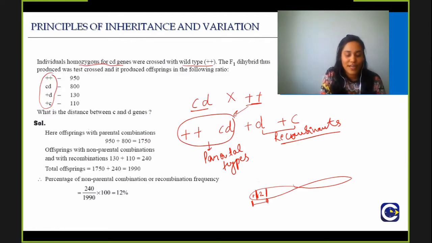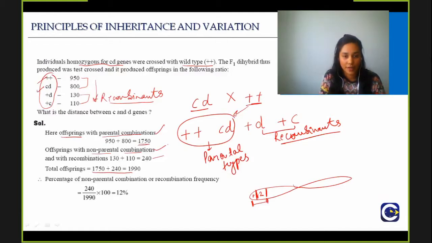If you look in the solution given here, the offsprings with parental combinations. Which are the 2 parental combinations? Plus plus and CD. These 2 are exactly like the parents. They are 1750. It's a little bit of mathematics. I'm very bad at mathematics, but this I can do. Now the offsprings with non-parental combination, these are the recombinants. The total offsprings is the sum of all 4 of these, or the sum of parental and non-parental combinations.